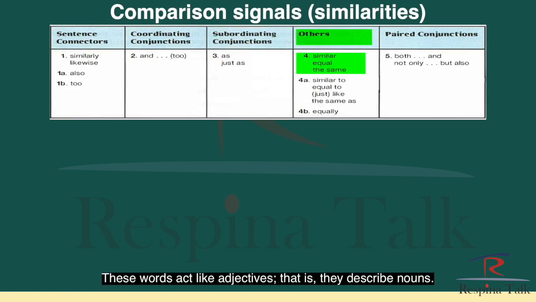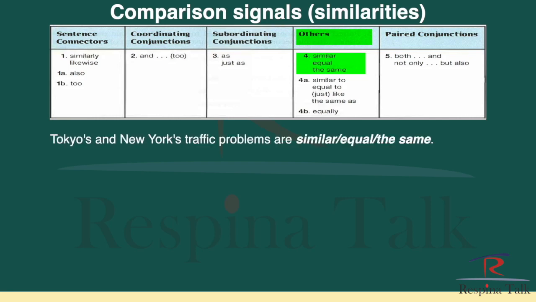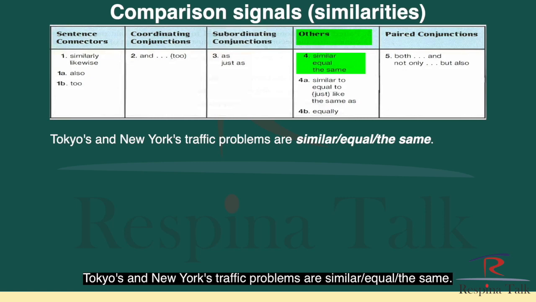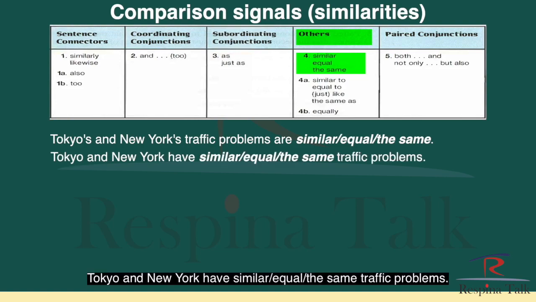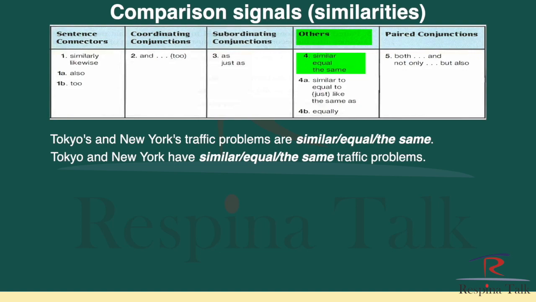These words act like adjectives. That is, they describe nouns. For example, Tokyo's and New York's traffic problems are similar, equal, or the same. Another example, Tokyo and New York have similar, equal, or the same traffic problems.